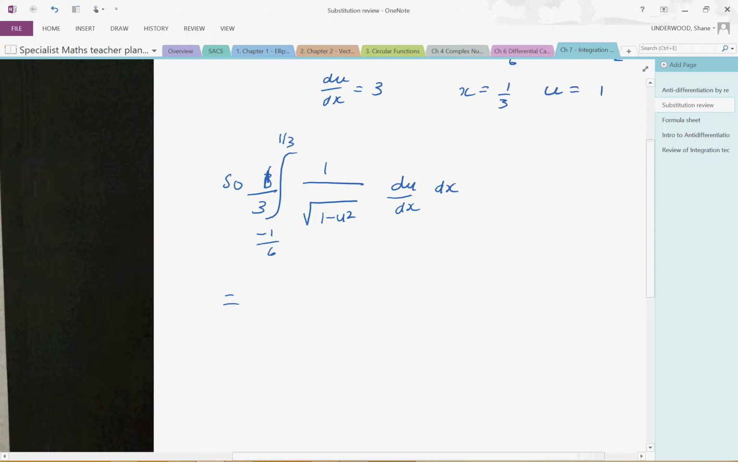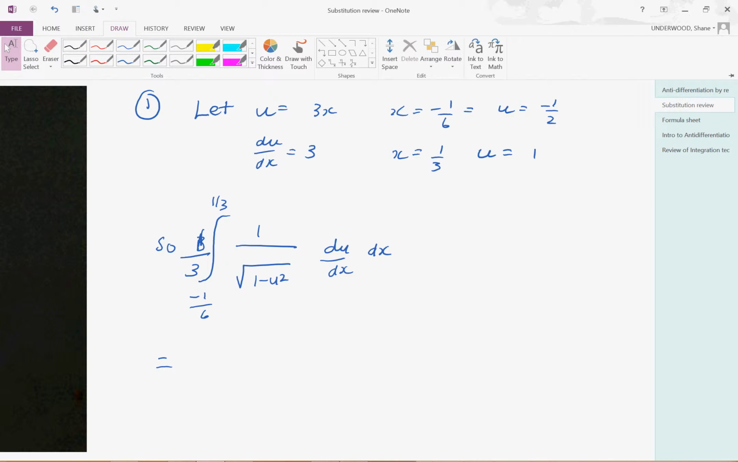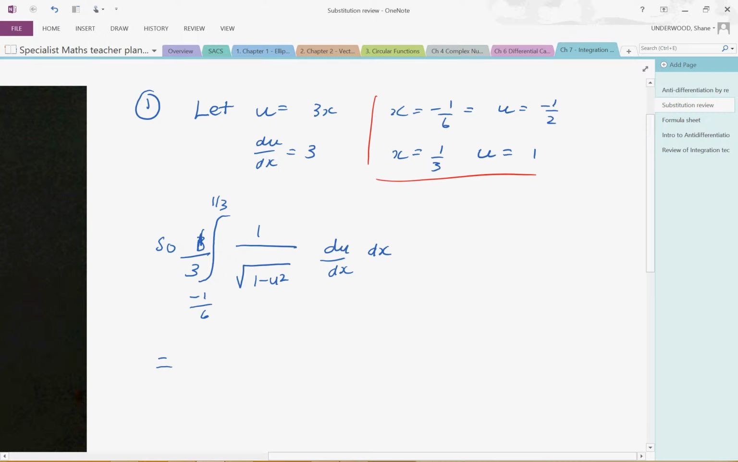So I've let u equal 3x and du dx is equal to 3. Just be careful though, always set your working out here. You do have to remember to change the terminals. When you make a u substitution, you must change the terminals. So wherever I've got negative a sixth, that terminal now has changed to negative a half when I do this cancellation. And a third is 1. And then I've got 1 over the square root of 1 minus u squared du. You should have hopefully got that.